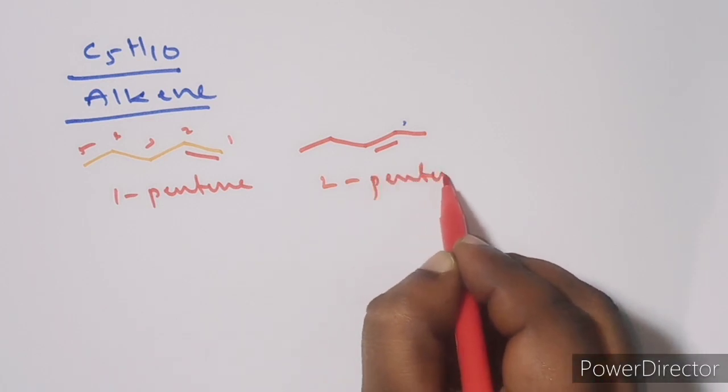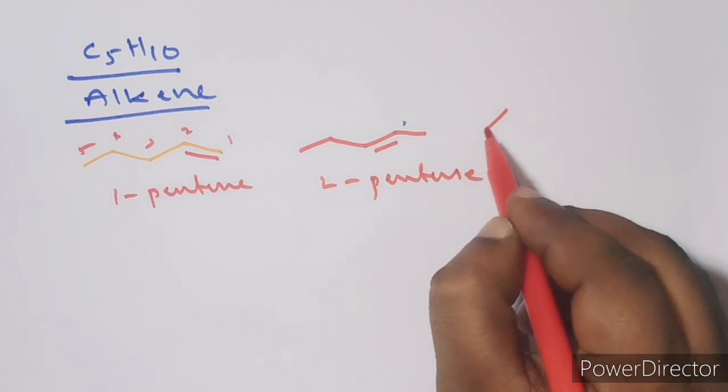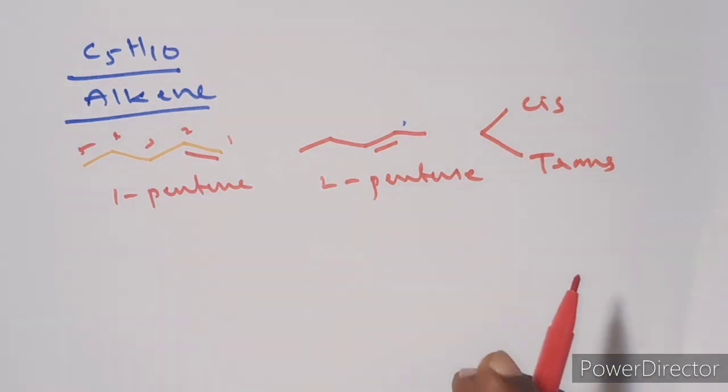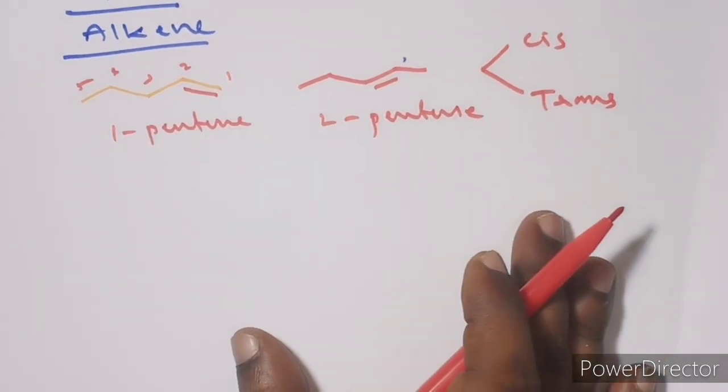So in this 2-pentene, remember we can write two forms. One is cis-2-pentene, another one is trans-2-pentene. Now remember this: with the 5 carbon chain, all the possible pentenes are completed.